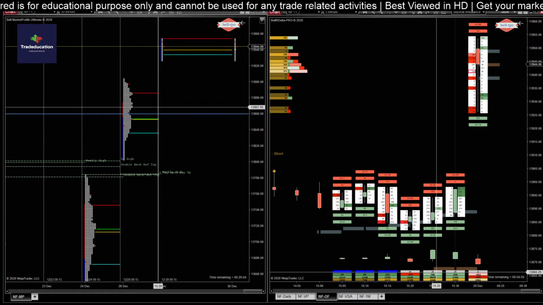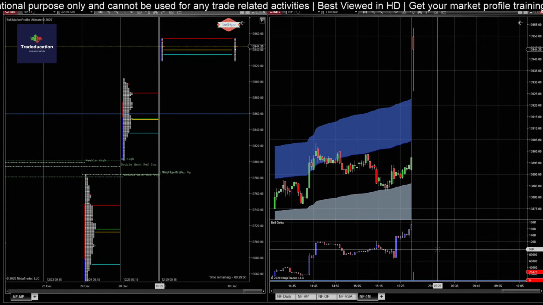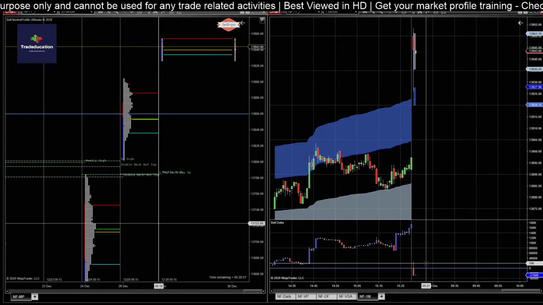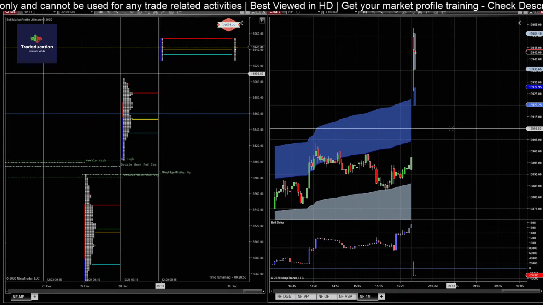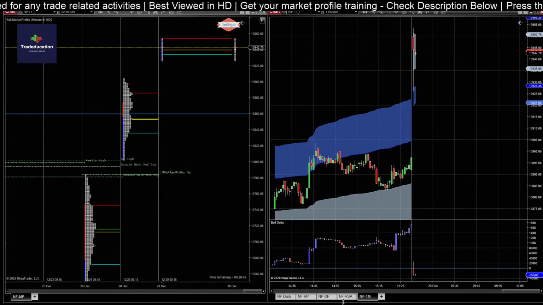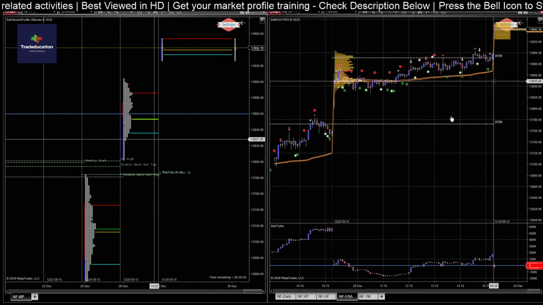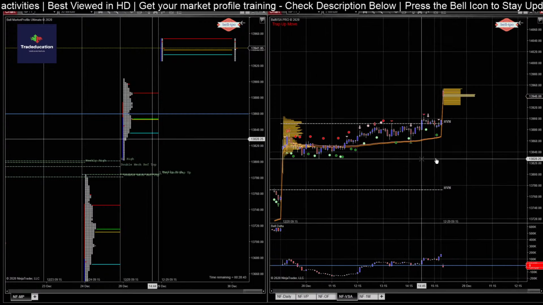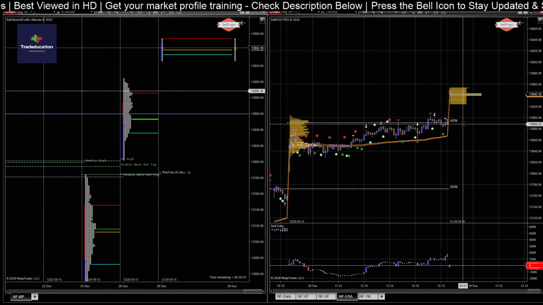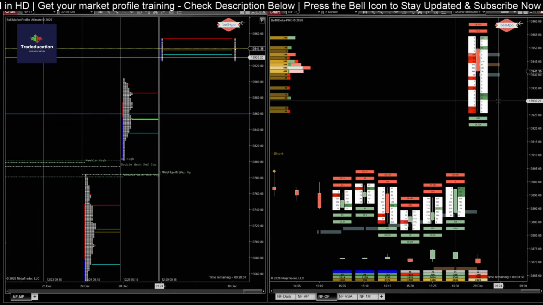Overall delta is negative. So if we see delta is negative, sellers are the ones in control. Now we are seeing a sort of rejection around VWAP. Not much. Let me just jump to this. We got one HVN here, and this is around the close of yesterday.